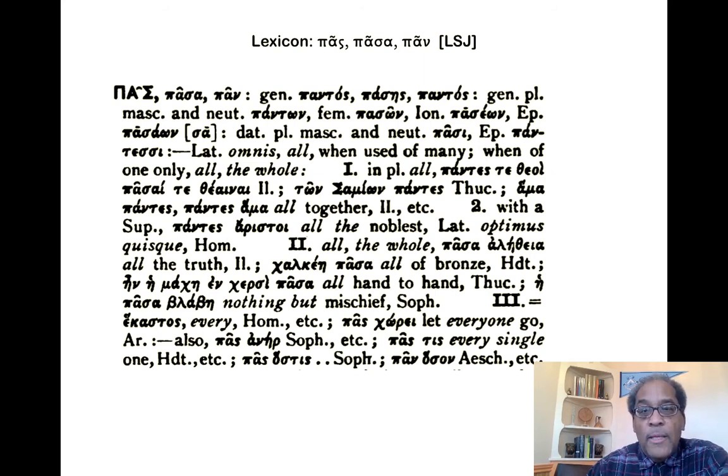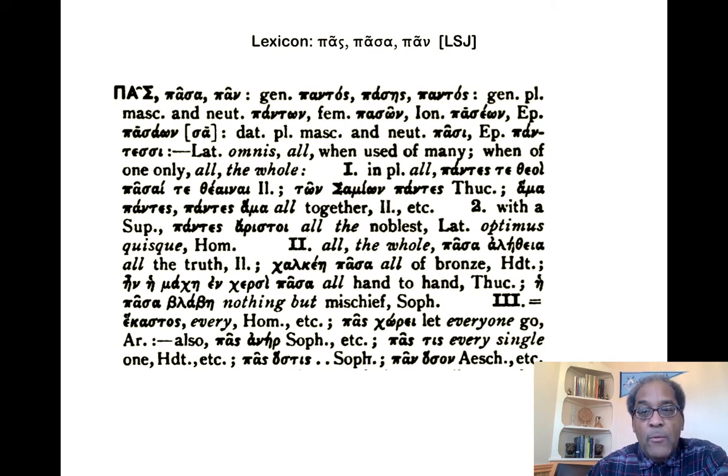So in the plural, look at Roman numeral 1, πάντες means all. So πάντες θεοὶ πᾶσαί τε θεαί, all the gods and all the goddesses. And from Thucydides, τῶν Σαμνίων πάντες, all of the Samnians. And then ἅμα πάντες, πάντες ἅμα, all together in the Iliad and elsewhere. With a superlative, this is kind of cool, it's equivalent to the Latin optimus quisque. All the noblest are πάντες ἄριστοι, all the noblest men.